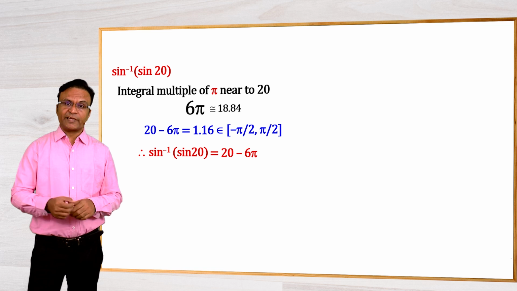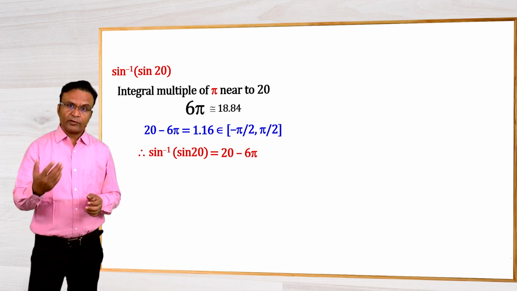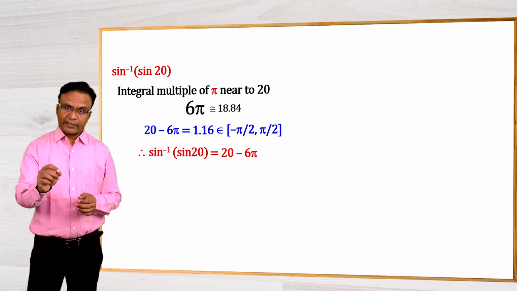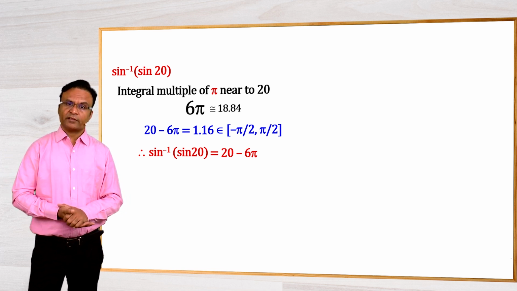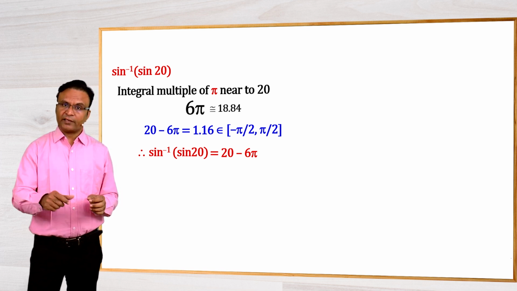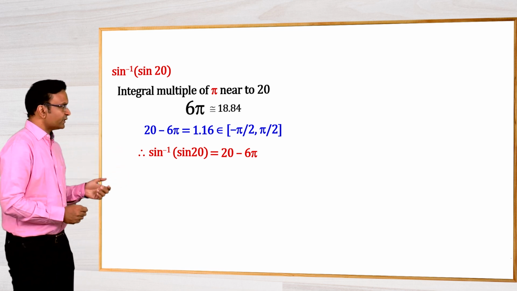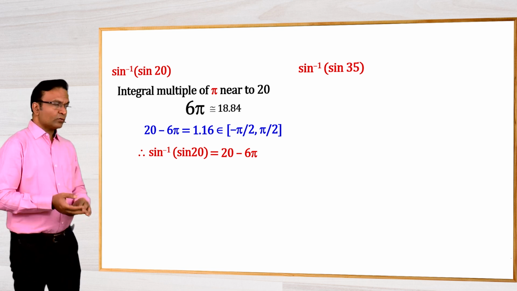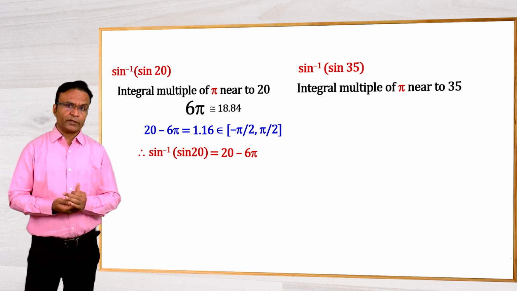हमने साइन इनवर्स ऑफ साइन एक्स के ग्राफ में देखा था कि जब इवन इंटीग्रल मल्टीपल ऑफ पाई आता है तो हमारा ग्राफ होता है x माइनस दैट इवन इंटीग्रल मल्टीपल ऑफ पाई, और जब ऑड मल्टीपल ऑफ पाई आता है तो फंक्शन होता है ऑड मल्टीपल ऑफ पाई माइनस x. एक और वैल्यू कंसीडर करते हैं, साइन इनवर्स ऑफ साइन 35. Now, which integral multiple of pi is close to 35?